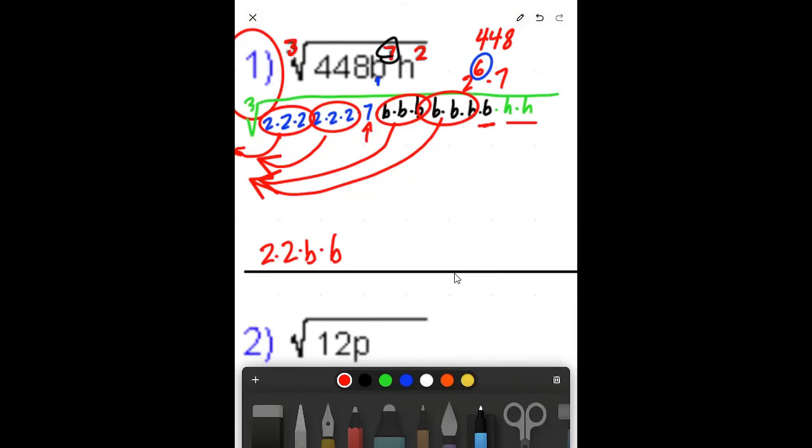So I'm just going to write them now. It's just going to be the cube root, and we got a 7, we got a b, and we have 2 h's, which would just be h squared.